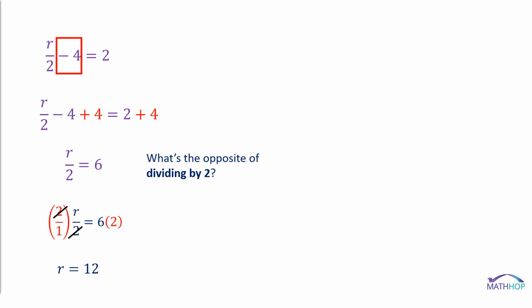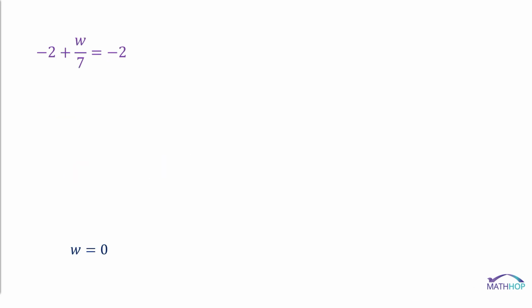All right, and if you wanted to check this, you absolutely could. 12 divided by 2 is 6. 6 minus 4 is 2. So if you have to show your check, go ahead and show your check. All right, last one, I think for real, the last one. And again, we have a little answer already here.